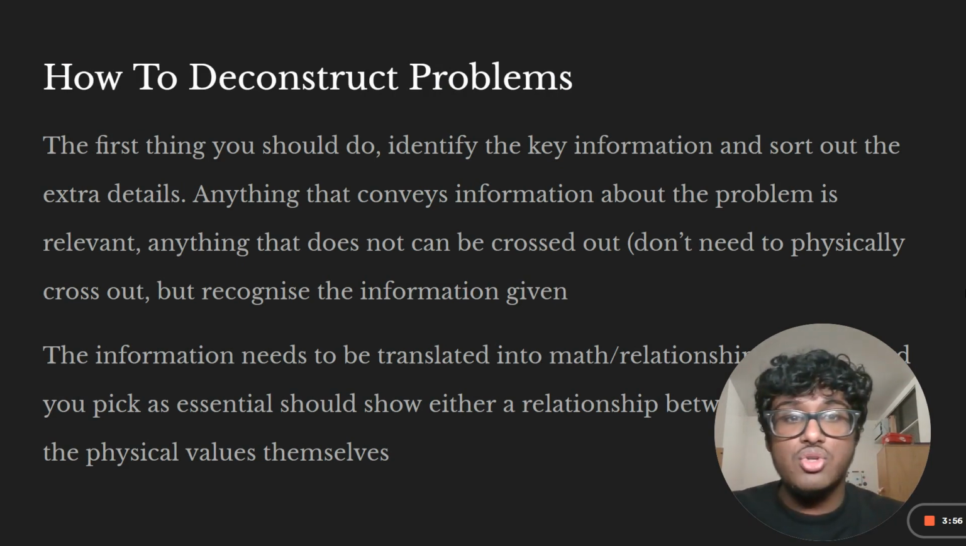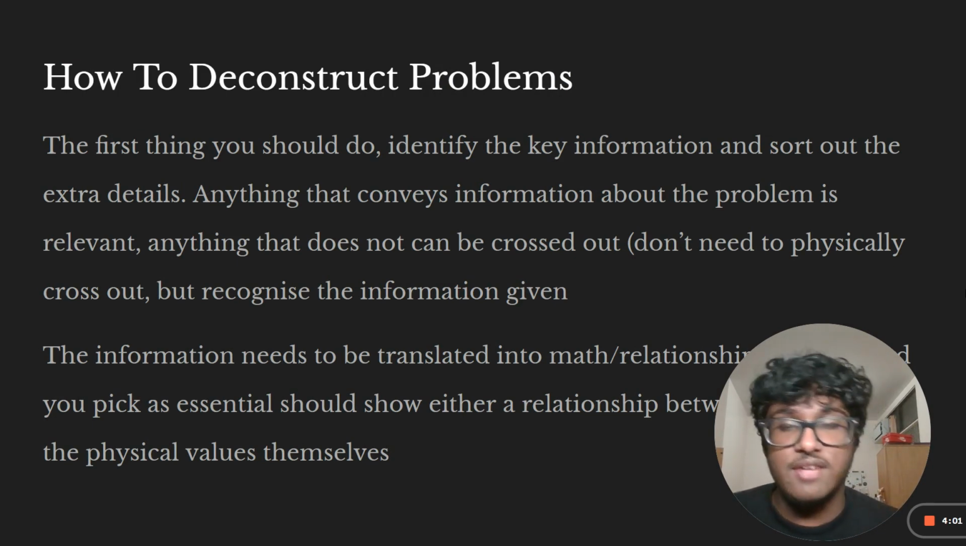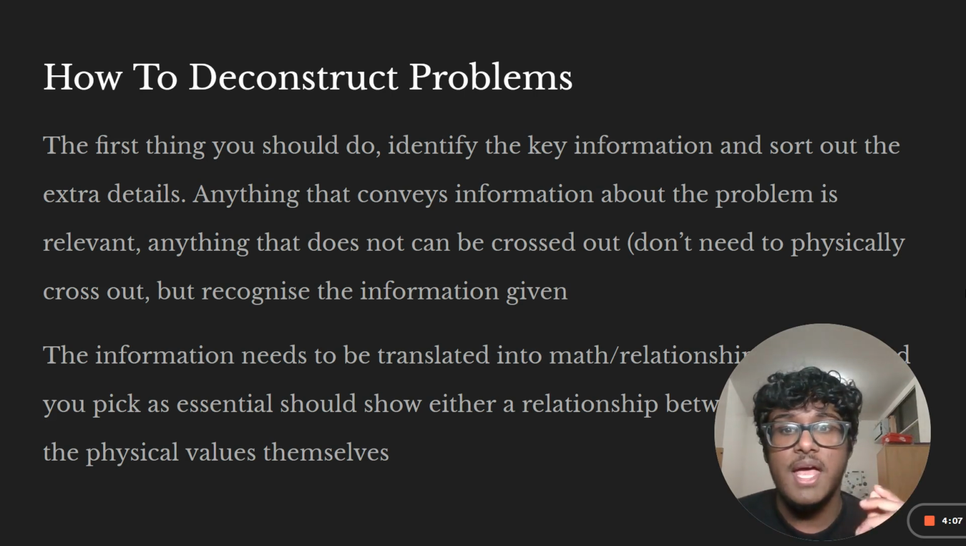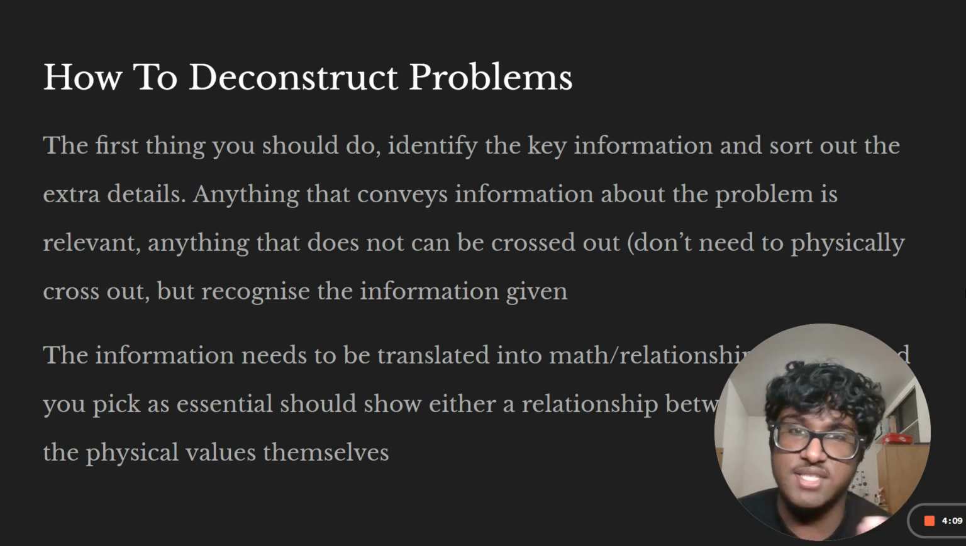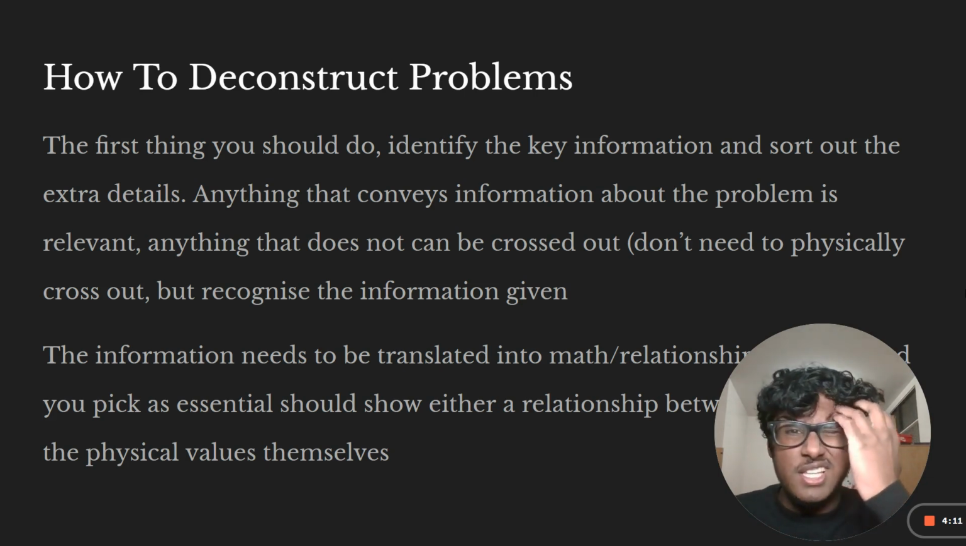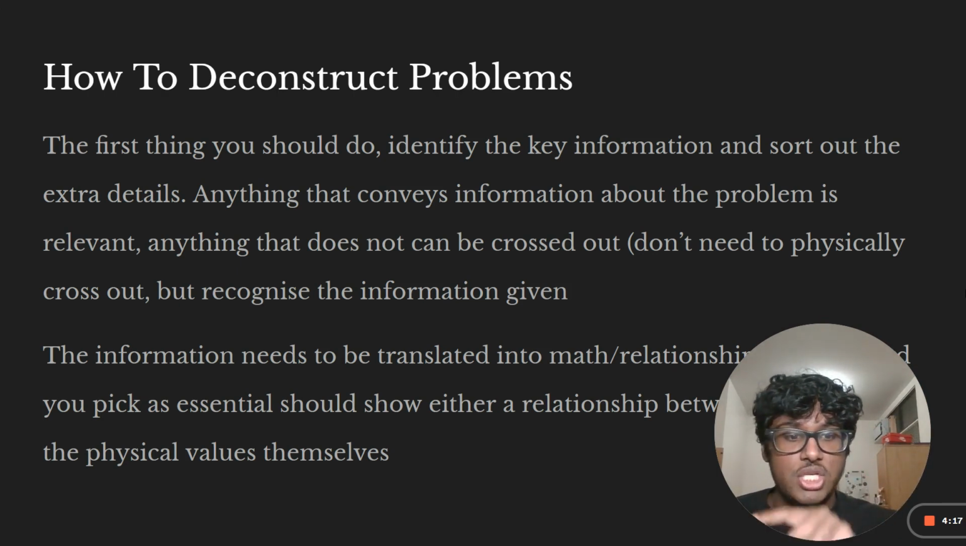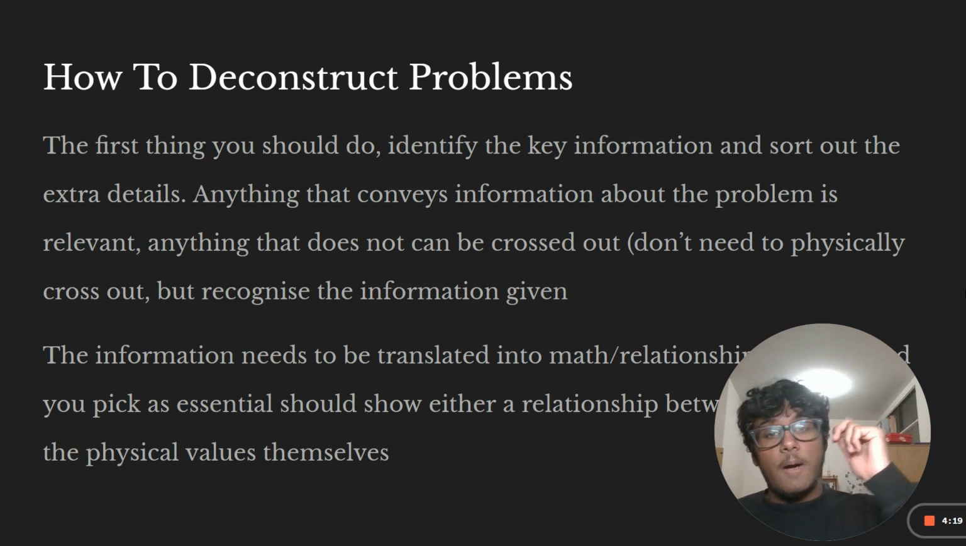The first thing you should do is identify the key information. Sort out the key information and extra details. When you're first starting and learning how to do this, what you're going to do is go through the problem, and it's okay to cross out pieces of information. Physically, with a pen or paper, you just see that piece of information and cross it out.